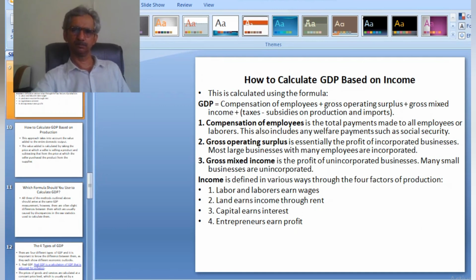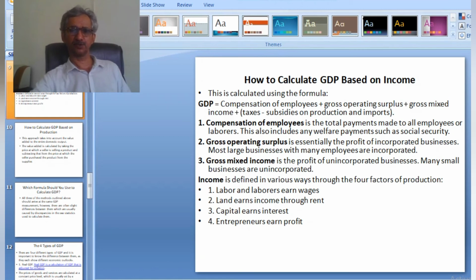The second method of GDP measurement is the income method. GDP is compensation of employees plus gross operating surplus plus gross mixed income plus taxes minus subsidies on production and imports. Compensation of employees is the total payment made to all employees or laborers. This also includes any welfare payments such as social security, meaning pensions, or any other payment made to people without their contribution.